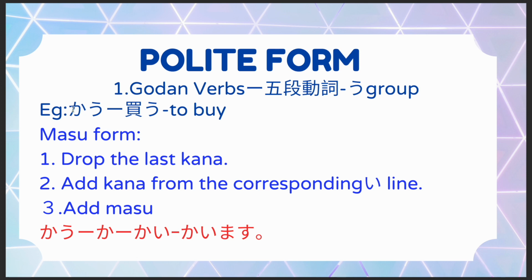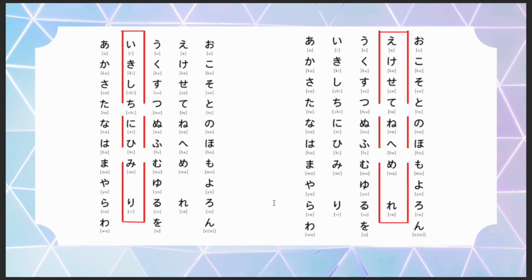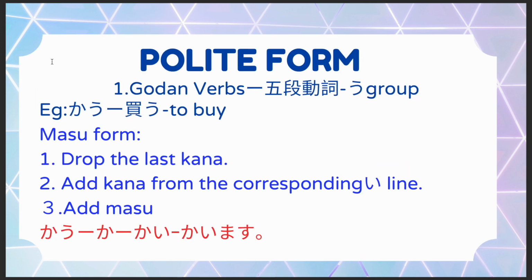Moving on to godan verbs. So how do we convert a casual godan verb to the polite masu form of a godan verb? Drop the last kana. Kau. We're going to drop the u and you have ka. To this, add the kana from the corresponding e line. So what does that mean? So we had kau. We dropped the u and we're going to add the kana from the corresponding e line, which is e. So kai.